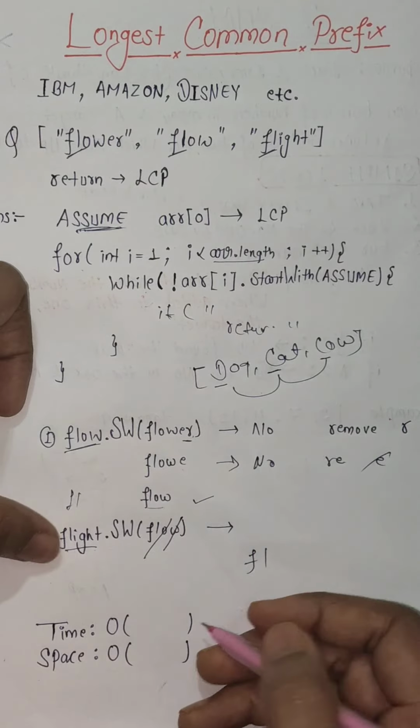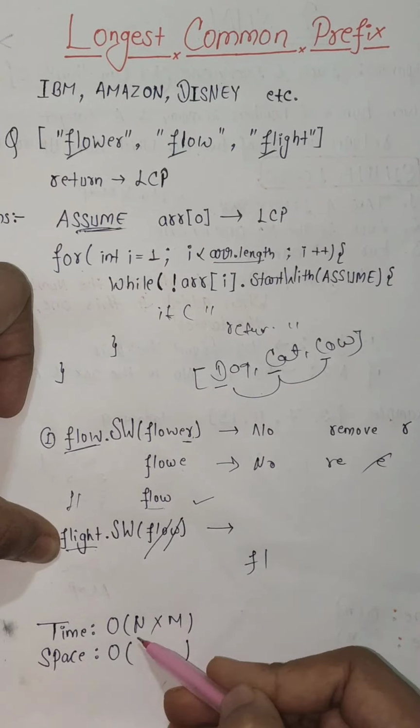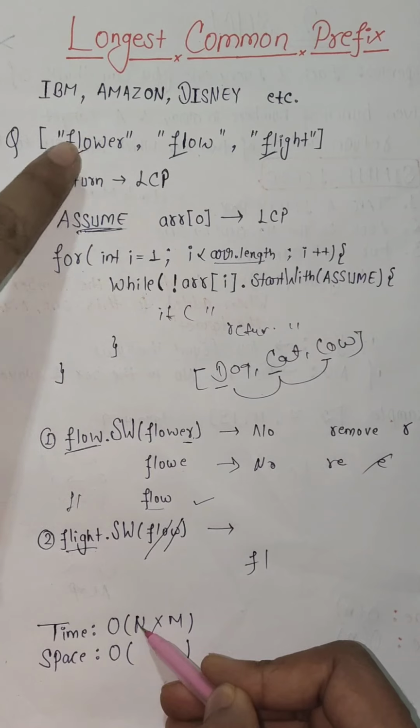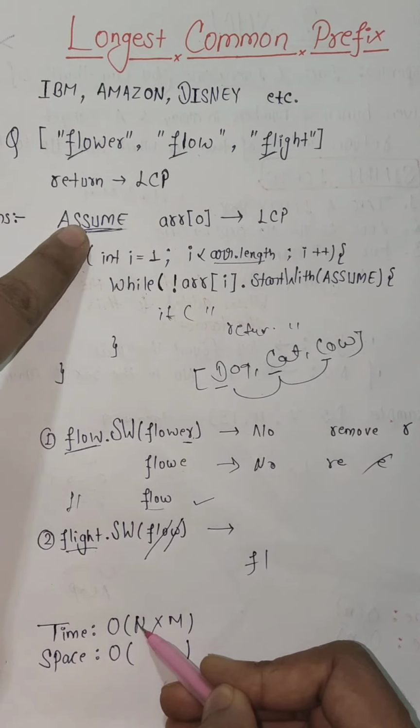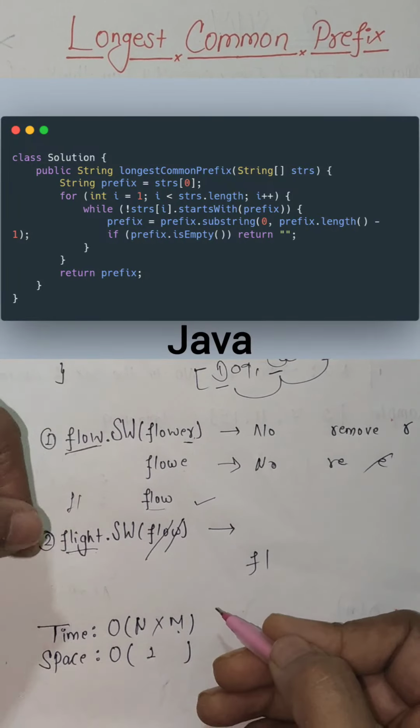So the time and space complexity of this question will be n cross m for the time, where n is the length of the first string which we have assumed to be our longest common prefix, and m is the length of the array, and the space complexity will be O of 1 because we are not creating any new data structures.